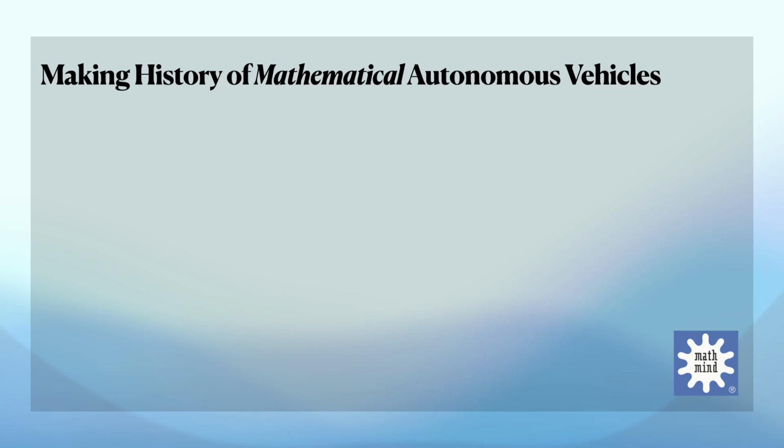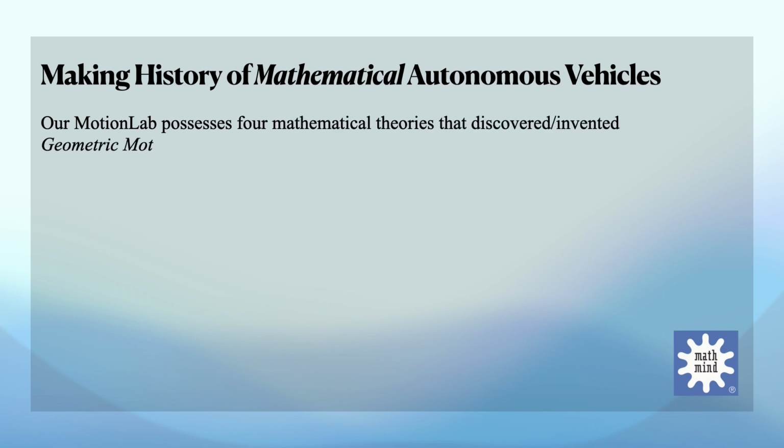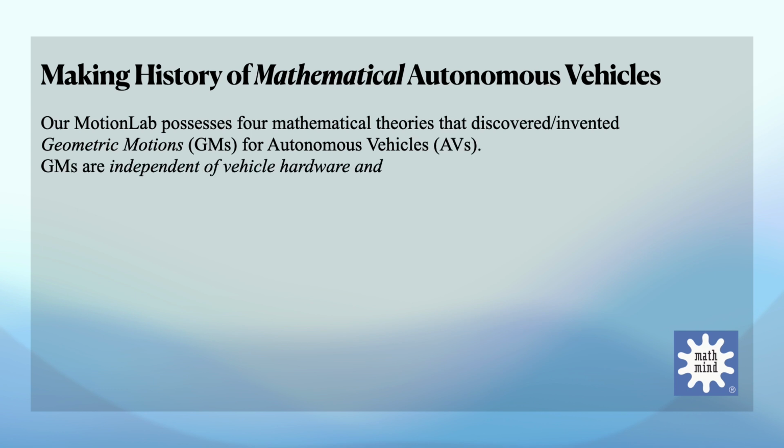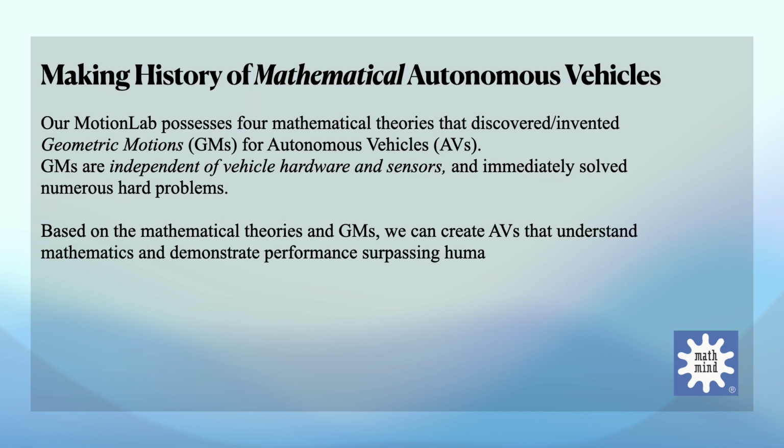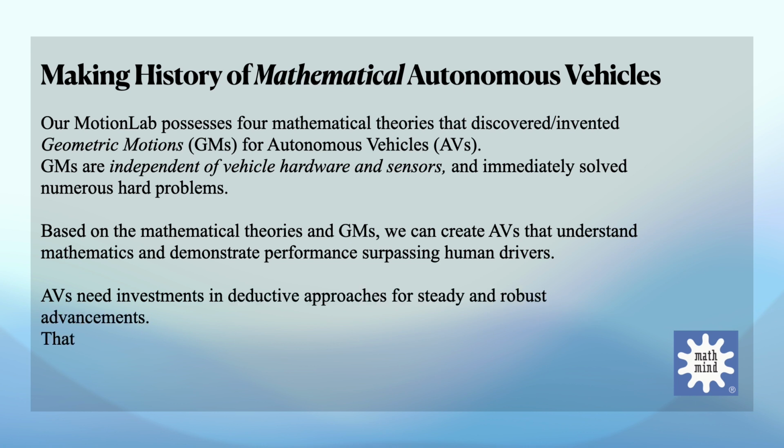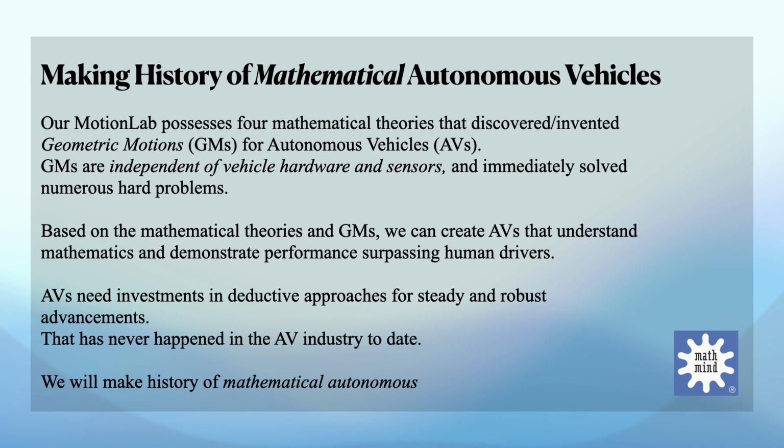Making history of mathematical autonomous vehicles. Our MotionLab possesses 4 mathematical theories that discovered and invented geometric motions, GMs, for autonomous vehicles, AVs. GMs are independent of vehicle hardware and sensors, and immediately solved numerous hard problems. Based on the mathematical theories and GMs, we can create AVs that understand mathematics and demonstrate performance surpassing human drivers. AVs need investments in deductive approaches for steady and robust advancements. That has never happened in the AV industry to date. We will make history of mathematical autonomous vehicles.